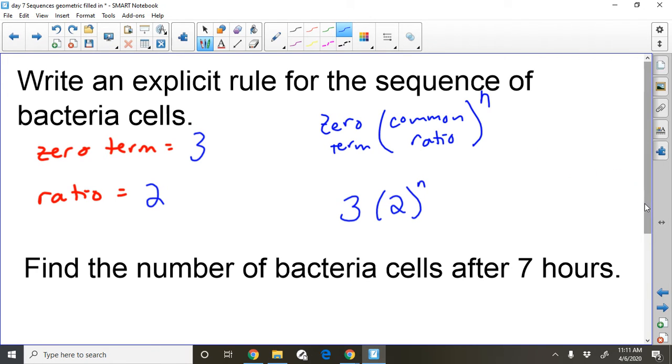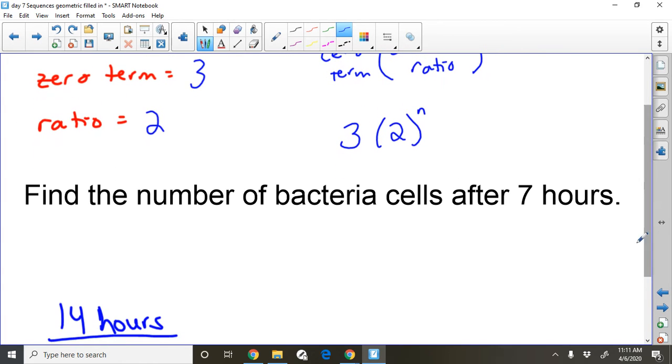What we're going to do today is use this explicit formula to make predictions of what will happen after a longer period of time or further down the sequence. So if we want to find the number of bacteria cells after 7 hours, that is our n of 7. So I'm going to take my formula, 3 times 2, and plug 7 in the place of n. In order to do this, you're going to need a calculator.